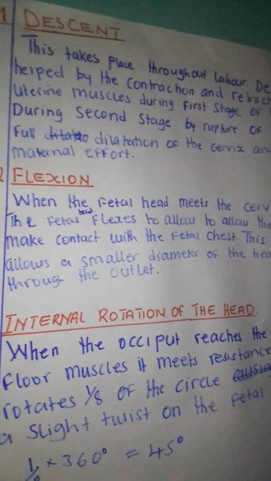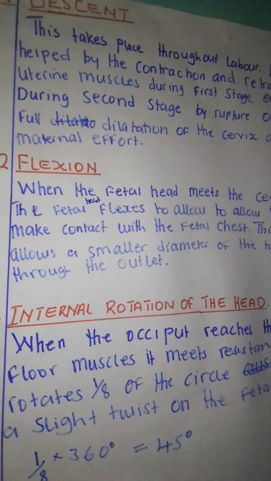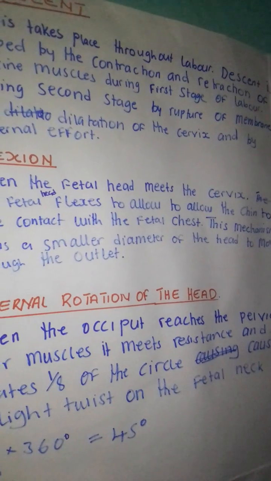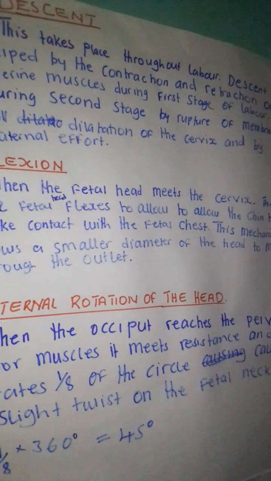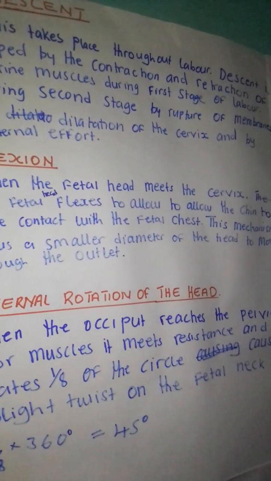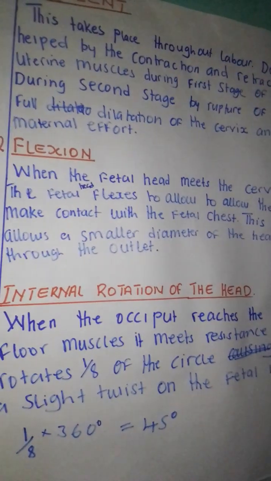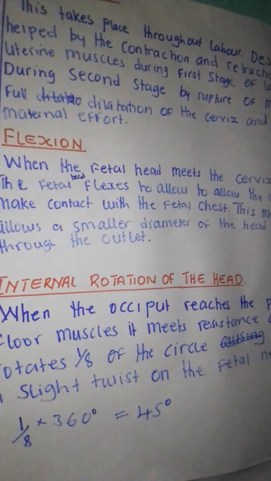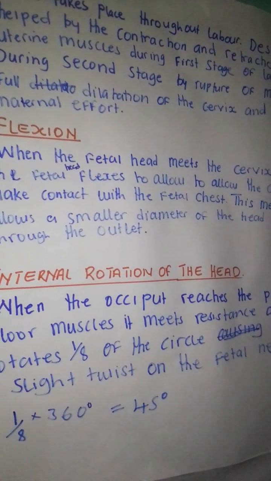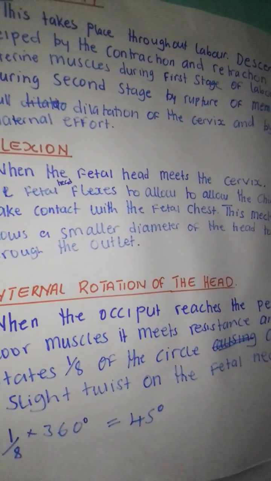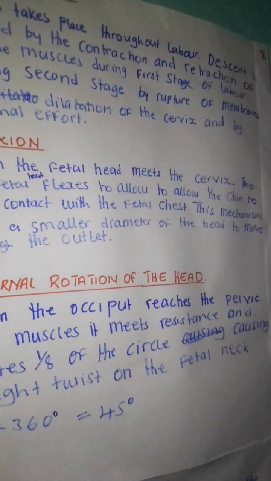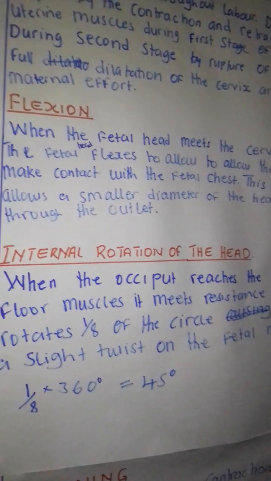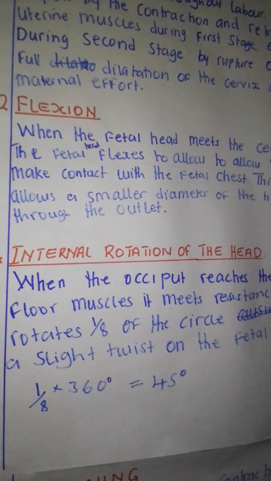Number one is descent. Descent takes place throughout labor. Descent is helped by the contraction and retraction of uterine muscles during the first stage of labor. Then during the second stage of labor, descent is aided by the rupture of membranes, dilatation of the cervix, and by maternal effort.